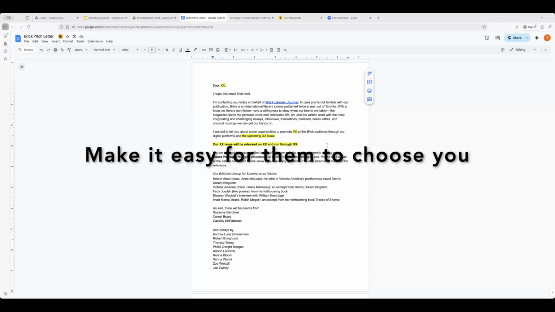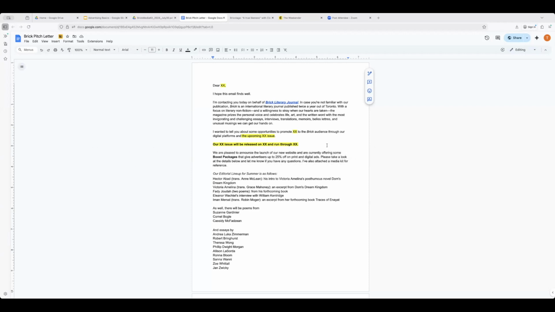We also, in the case of Brick, like to give people the editorial lineup. Again, as much information as you can provide to people in your editorial lineup is great. So who are those big names that are going to be featured in the issue? What does that look like?